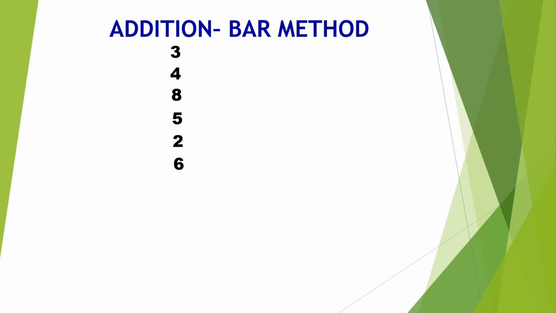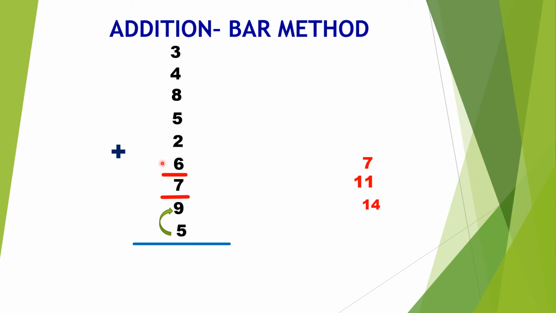Let's check with one more example. Let us add these numbers and check what's the sum. So we have to start from the bottom. 5 plus 9, we will start. 5 plus 9 is 14. So 1 bar and keep 4 in your mind. 4 plus 7 is 11. So 1 bar, keep 1 in your mind.